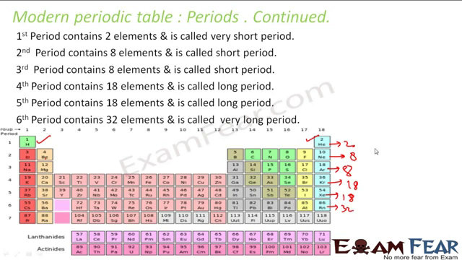So it keeps increasing. There are only 7 periods. So you see that we have different periods. The first period is a very short period, then short and short. Then we have long and long, and then we have very long and very long again. So we have 7 periods, and this all depends on the 2n square formula, right? It's 2, 8, 8, 18, 18, 32.